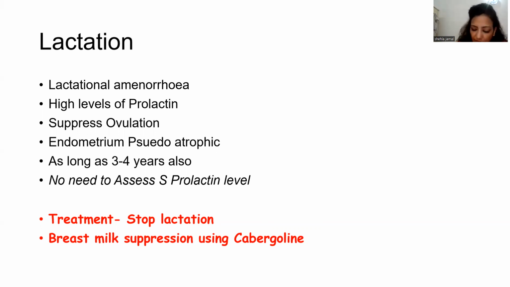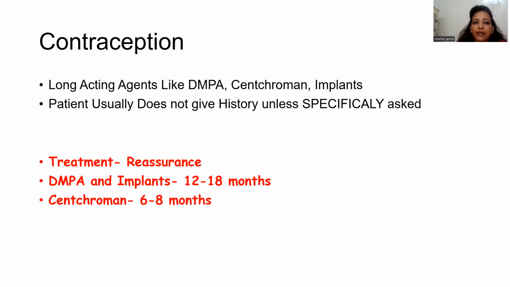So first and foremost, even in this category, you have to rule out pregnancy. After that, you have to see whether the patient is lactating. There is no need to do a serum prolactin level. Second important is contraception: long-acting agents like depot medroxyprogesterone acetate, centchroman, implants, even LNG IUS. And as I told earlier, the patient usually does not give history unless specifically asked. So be very specific. Take this into second number for your history taking.